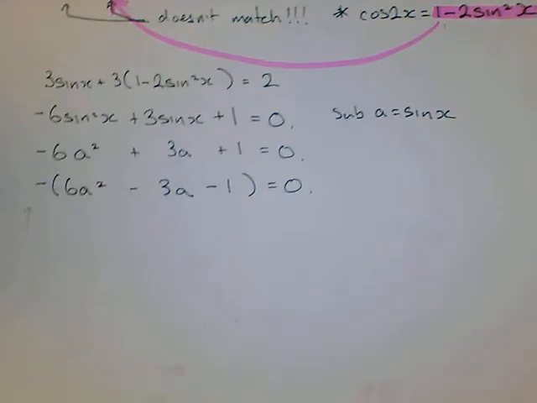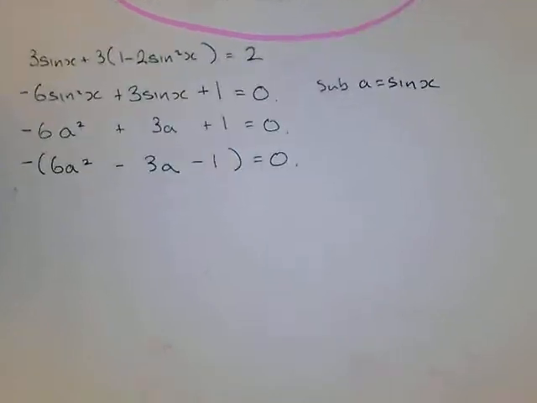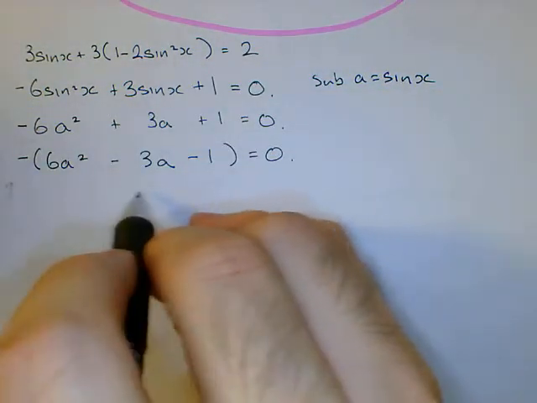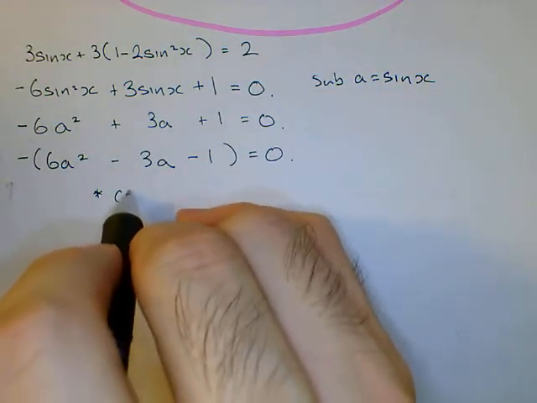Where do we go from here? What did we do in the previous question? Well, we factored. Here, we can't factor. So it all comes back, right? That quadratic formula is so useful. So I'm going to write a little note here saying cannot factor.